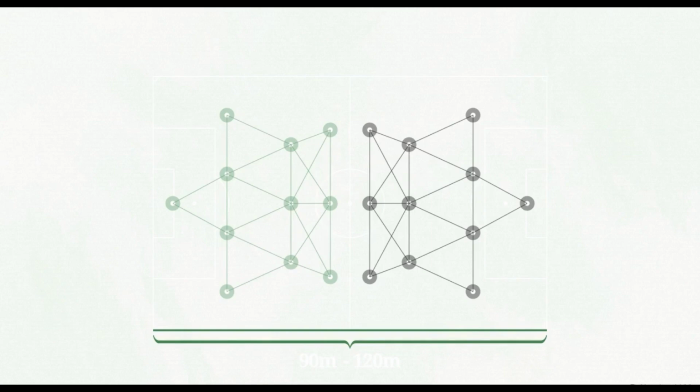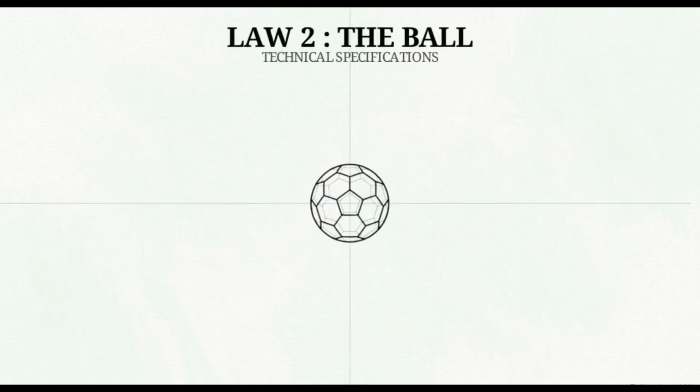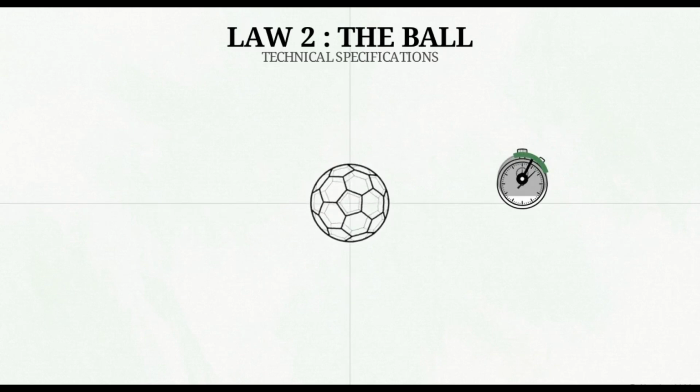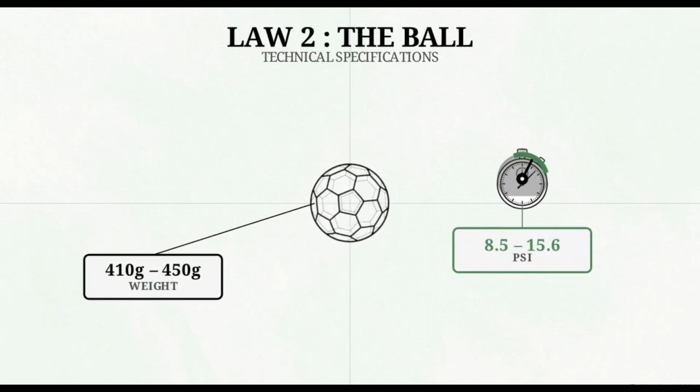Law 1 dictates that touchlines must be strictly between 90 and 120 meters long, enforcing consistent tactical spacing for the players. Law 2 places similar constraints on the ball itself, requiring a precise internal pressure between 8.5 and 15.6 psi to ensure predictable bounces and aerodynamic flight.